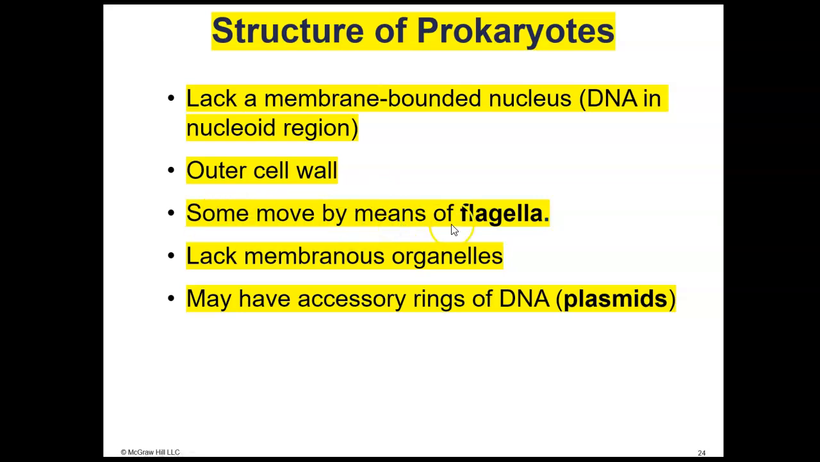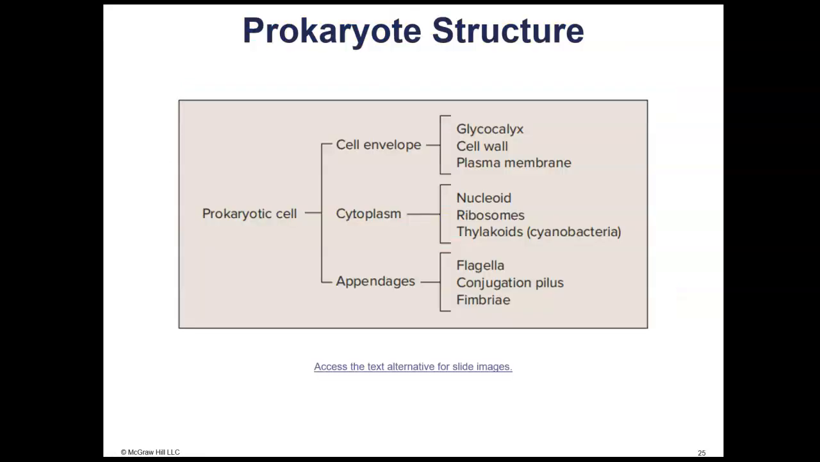Some bacteria move using a flagella. Bacteria lack membranous organelles, so they're not going to have anything with a membrane like a lysosome or peroxisome or mitochondria or chloroplast. But they may have accessory rings of DNA, small rings of DNA called plasmids, and a lot of times those plasmids will have an accessory gene located on them.